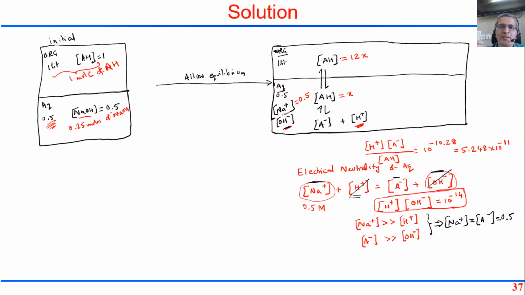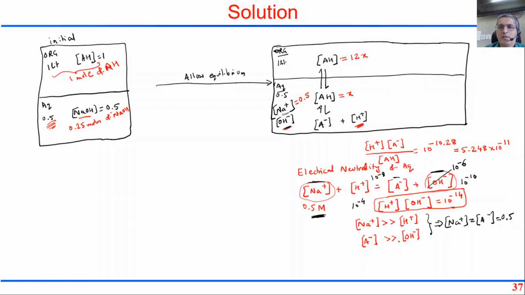Even if pH is 8, H plus ion concentration would be 10 raised to minus 8. OH minus ion concentration would be 10 raised to minus 6. Imagine a situation. H plus ion concentration is like 10 raised to minus 8. OH minus is like 10 raised to minus 6. Or even if you reach pH 4, H plus ion concentration would be 10 raised to minus 4. OH minus ion concentration would be 10 raised to minus 10. In any case, it is small as compared to 0.5 molar. Just think about this. Try to visualize what is happening.